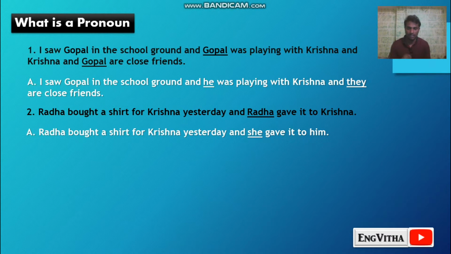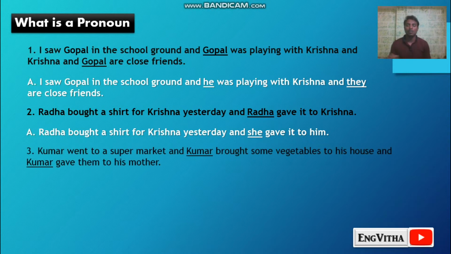Radha bought a shirt for Krishna yesterday and she gave it to him. Here we removed the nouns Radha and Krishna in the second part of the sentence, that is, she gave it to him. And let's see another sentence also, that Kumar went to a supermarket and Kumar brought some vegetables to his house and Kumar gave them to his mother.